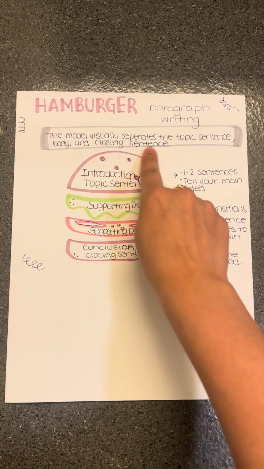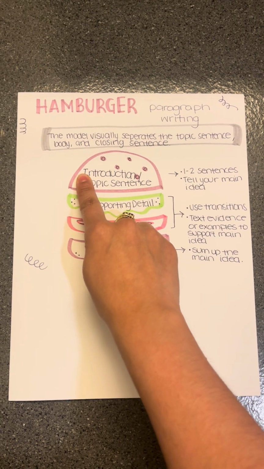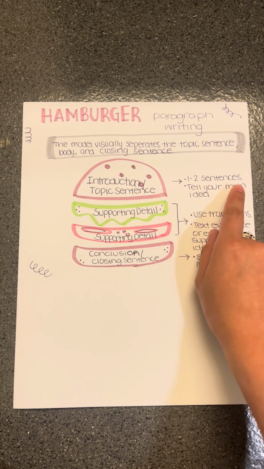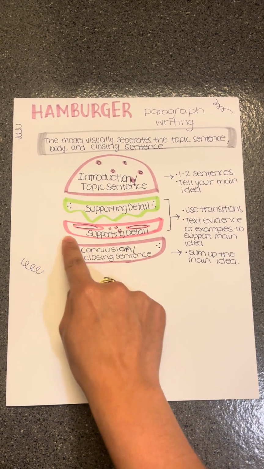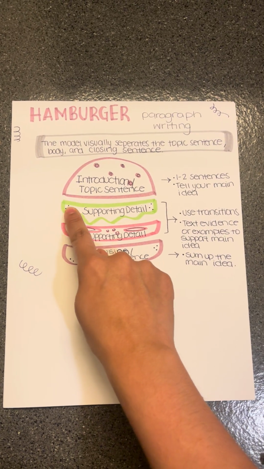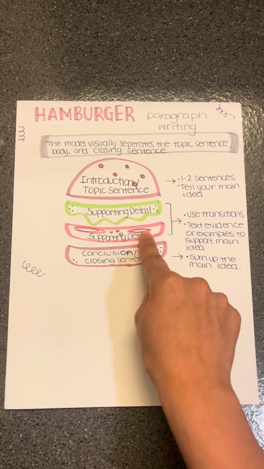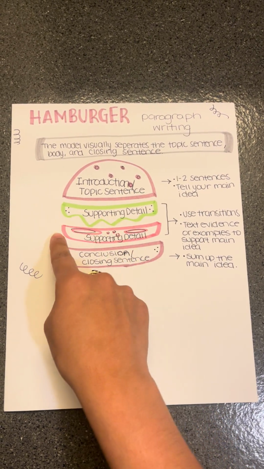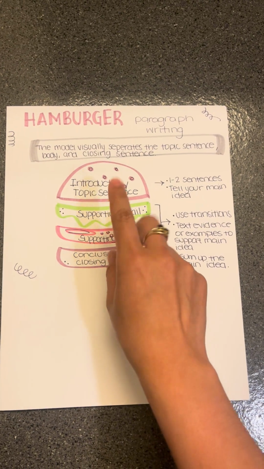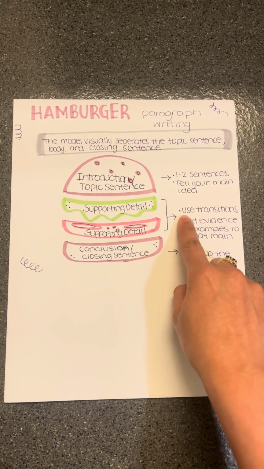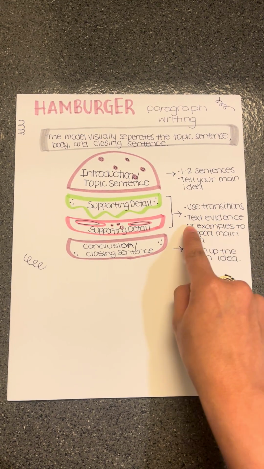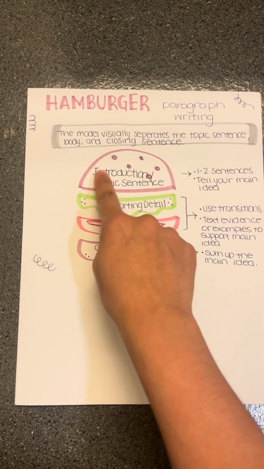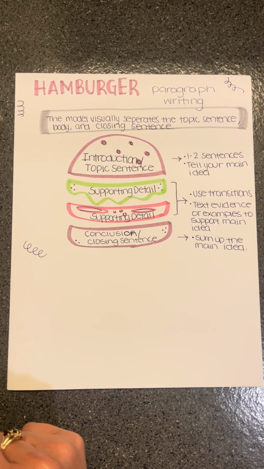We see here that the top bun is for our introduction, our topic sentence. It is 1 to 2 sentences that tell us our main idea. Then we have the filling of the burger, which is our lettuce for supporting details, and then our tomato for supporting details. We would include the meat or anything like that, but this would be our supporting detail, our filling. Right here it is important to use transitions, text evidence, or examples to support the main idea. That's just going to tie us back into our top bun, which is explaining our main idea.